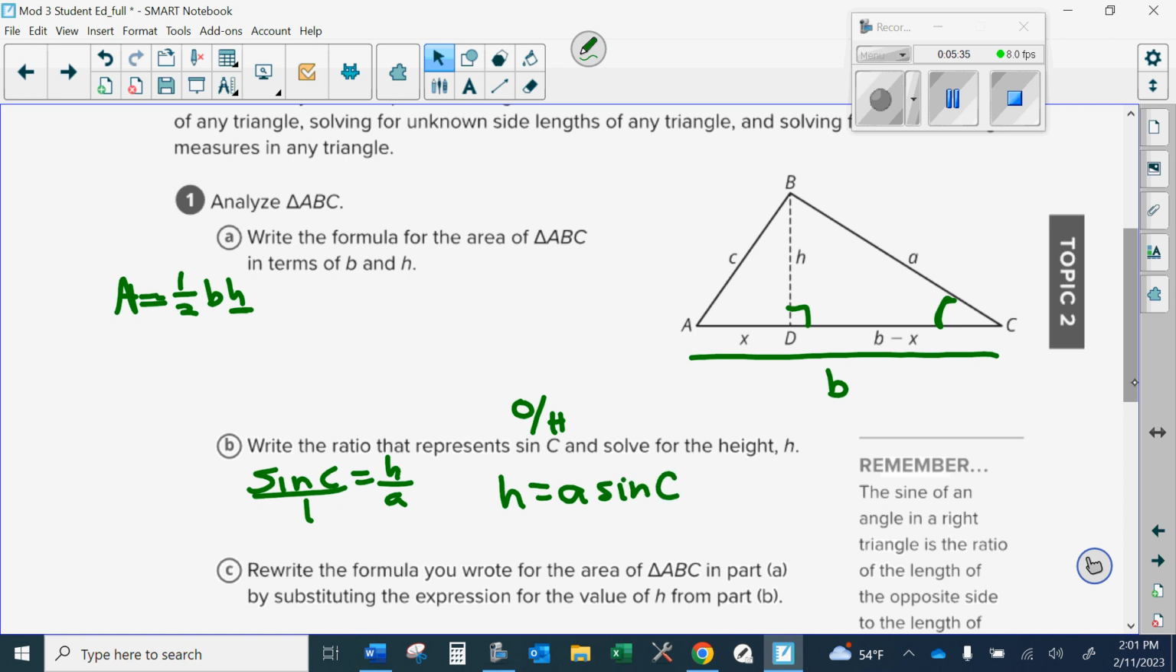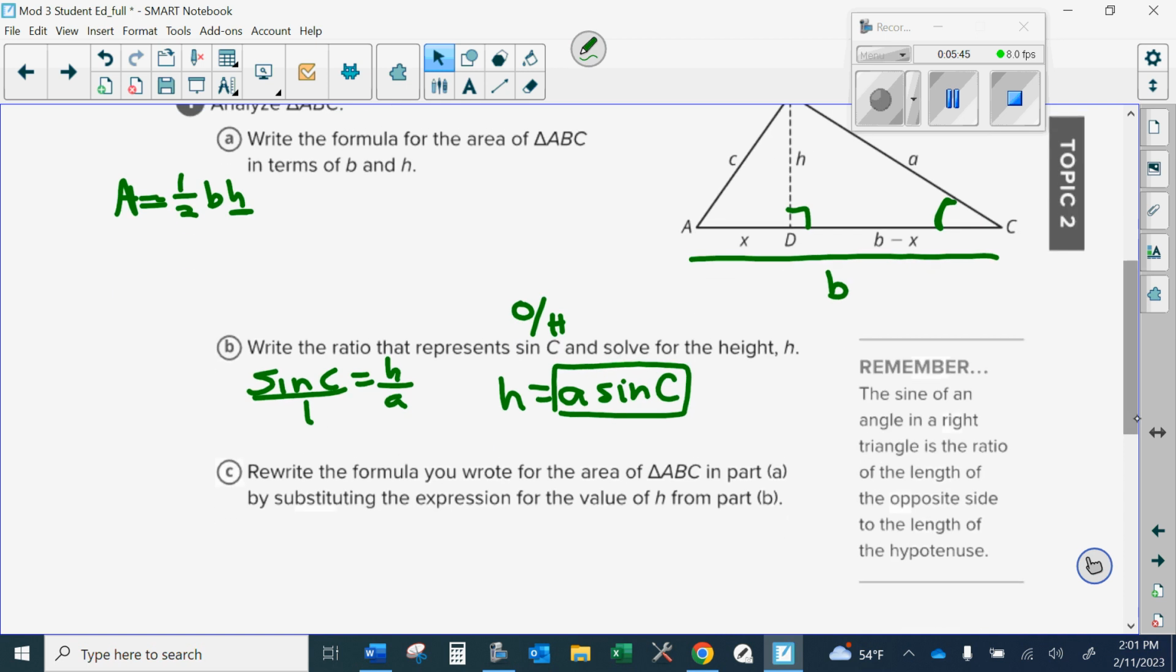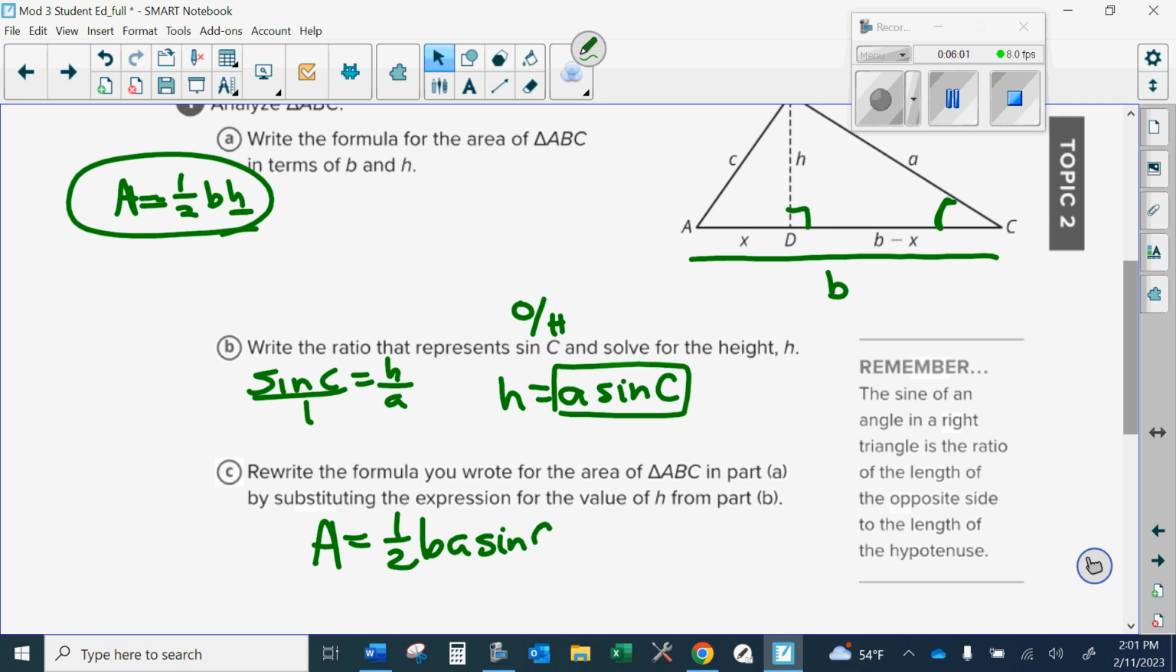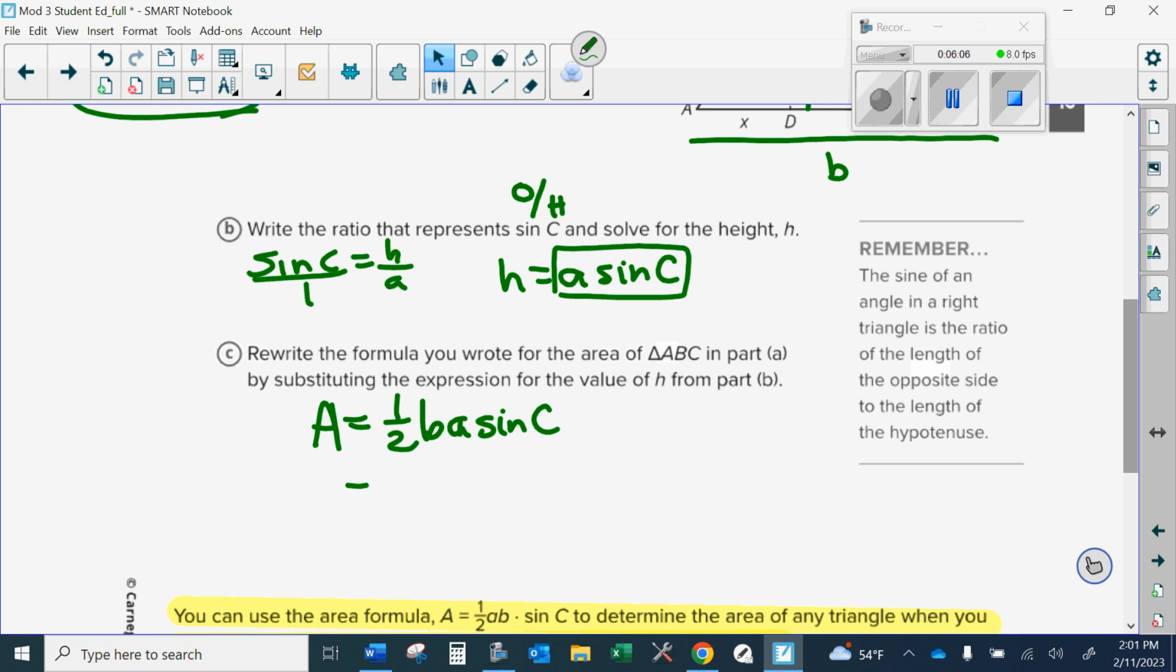So what that means now is I can substitute a sine C anytime I see h. Well, I have the h up there. And that's what it's asking you to do here, is rewrite the formula in part A with this new h. So I have the area equals 1/2 the base times the new h, which is a sine C. And they're just going to put the A, B switching for alphabetical order. So 1/2 AB sine C.